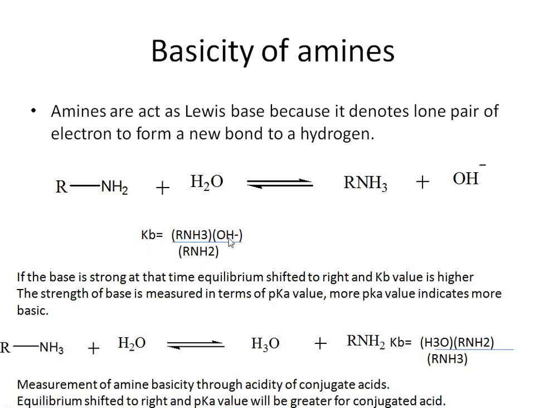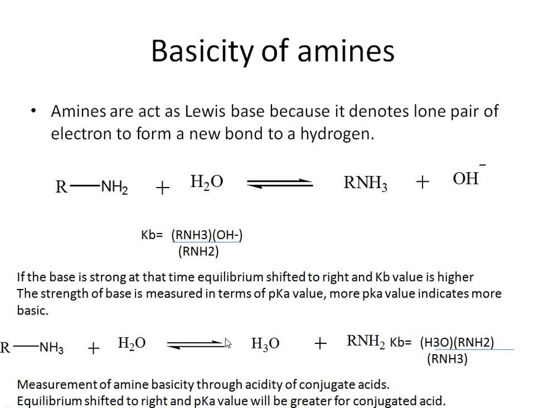Then this also we can treat with water, RNH3+ plus water to form H3O+ and RNH2. And for that also we will draw the equilibrium constant. Concentration of products divided by concentration of reactants, H3O+ into RNH2 divided by RNH3+ plus water. So this is the equilibrium constant.